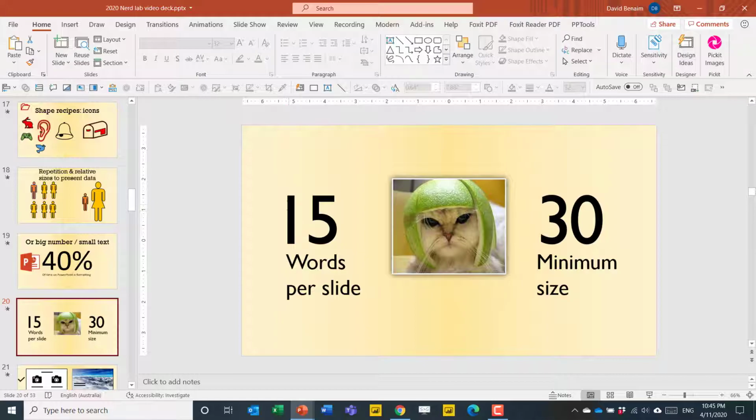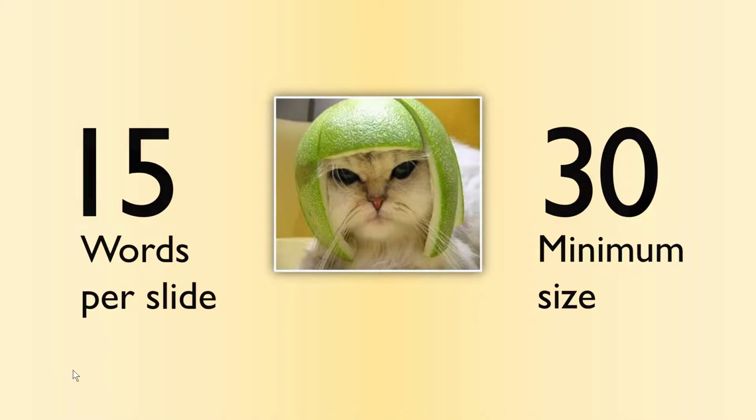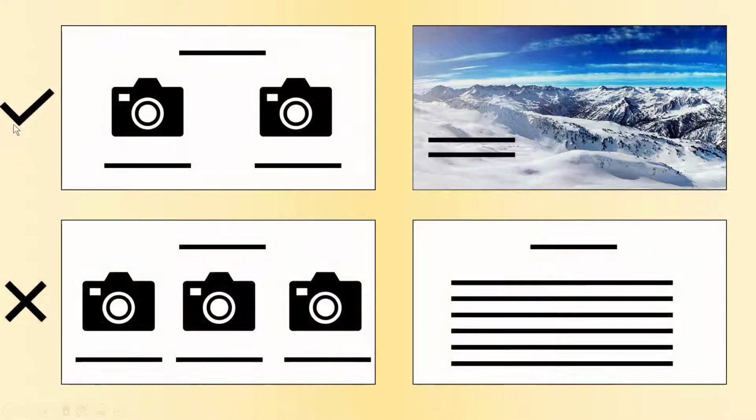Some other advice, as I mentioned before, try not to have more than 15 words per slide and a minimum font size of 30. So what does that mean? That means that a slide like this, which has 1, 2, 3, 4, 5 objects, is good. And a slide like this, which is a full screen image with a little bit of text on the side, is fantastic. I'll show you tricks for how to make these in a little bit as well, but avoid these.